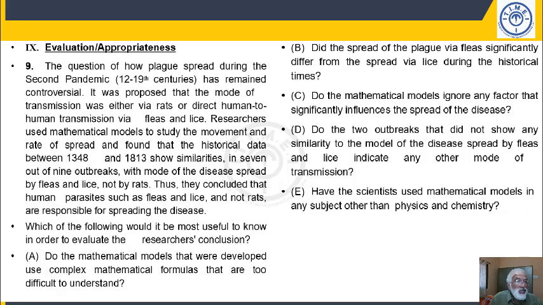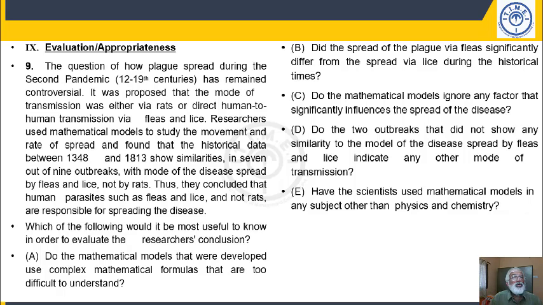1348 and 1813 show similarities in 7 out of 9 outbreaks, with the mode of the disease spread by fleas and lice, not by rats. Thus they concluded that human parasites such as fleas and lice and not rats are responsible for spreading the disease. Now let's just go over that again.